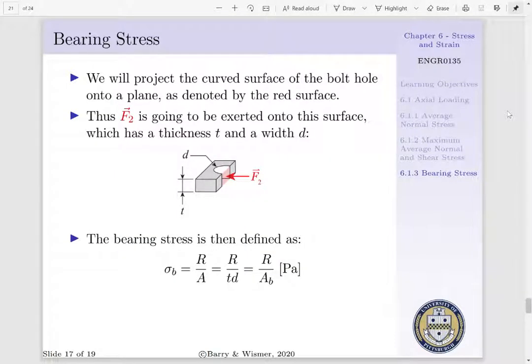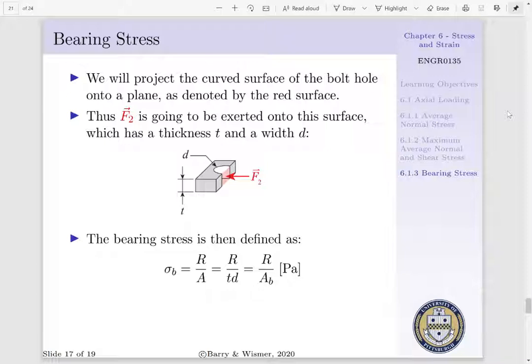For us to solve for the stress of this member, we will project our curved surface of the bolt hole onto a plane, as denoted by our red shaded surface in the image below. Thus, we can say F2 is going to be exerted on the surface. Now, this surface has a thickness T and a width D.